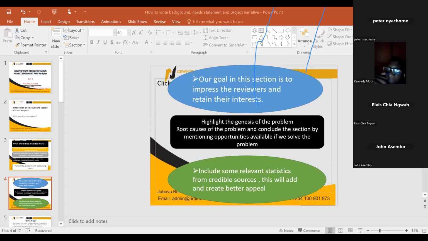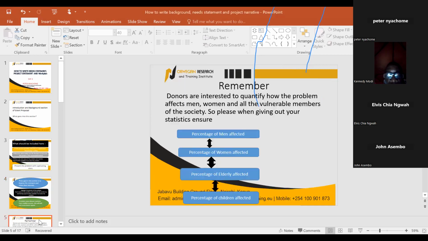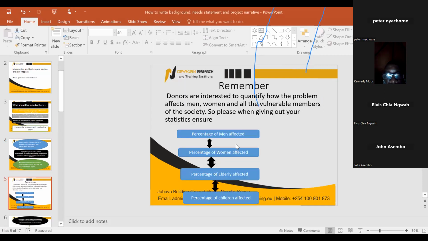And then you have gone ahead to illustrate your capability and the strategy's uniqueness, your unique innovation in the approach to handling this matter, that will make you better off to be able to solve this matter up to the end. Now, remember this: donors are interested to quantify how the problem affects men, how the problem affects women, how the problem affects vulnerable members of the society.